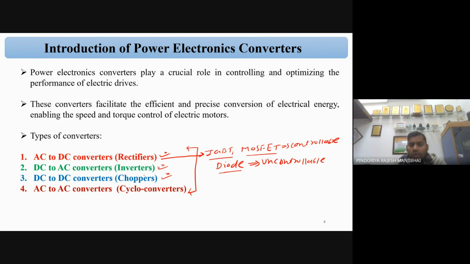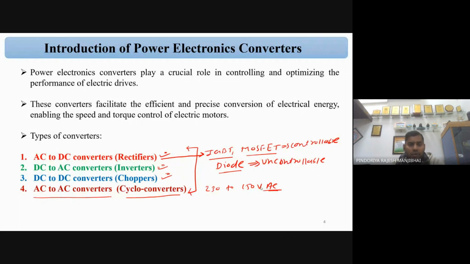Last one and most important, that is a cycloconverter, an AC to AC converter. Suppose some load requires an AC voltage, but again a controllable AC voltage, then we can use a cycloconverter. Maybe a 230 volt AC supply to a 150 volt AC supply. So we have to step down the voltage magnitude, correct? That is 230 to 150 volt AC supply. Then we have to use the AC to AC converter, and that is a cycloconverter.